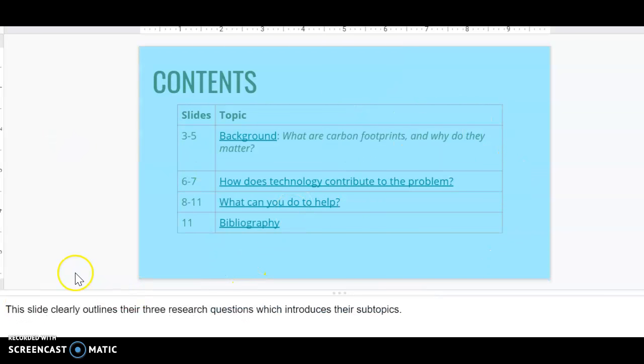Next, this person chose to do a table of contents, which I would highly recommend, so we can know in your project what we're looking at, right? We have some background information, and you can see the different questions this person framed their research around. What are carbon footprints and why do they matter? How does technology contribute to the problem? And what can you do to help, along with that bibliography, which we'll go over later.